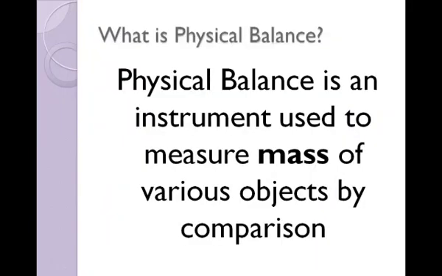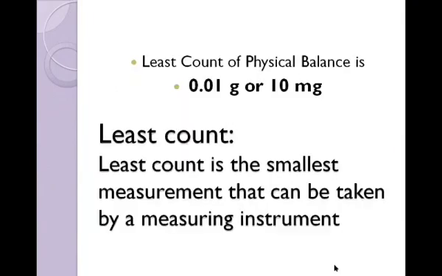Now, what is physical balance? Physical balance is an instrument which is used to measure mass of various objects by comparison. With the help of physical balance, we can take the mass of different small objects, for example, a stone or a ball bearing or a metallic sphere. So you can take the mass of different objects by comparison with standard masses.